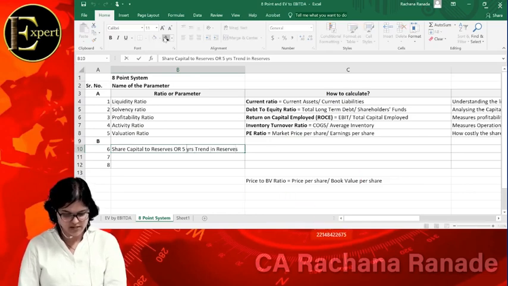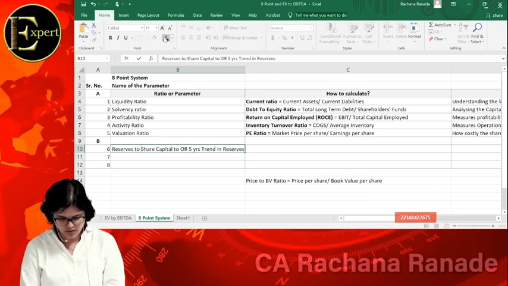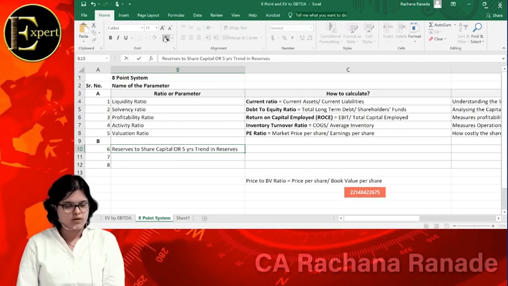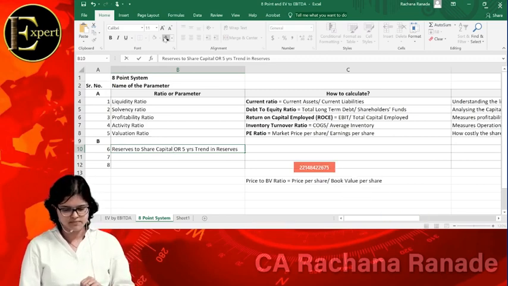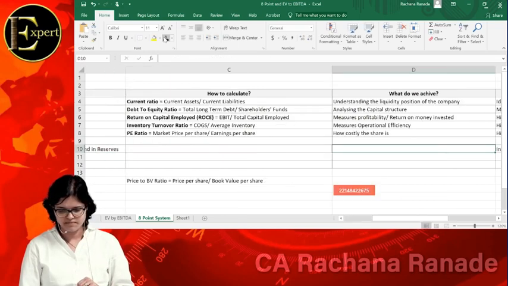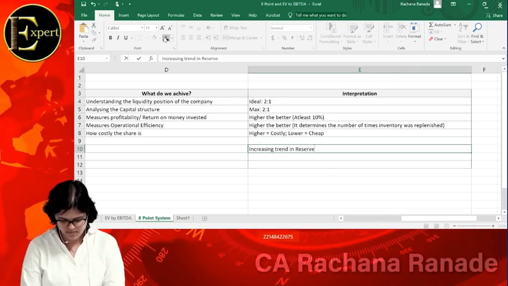Reserves to capital, if we are saying higher is equal to, correct, reserves to capital, numerator denominator changed, correct, change it. Increasing trend in the reserves is equal to good, full stop, agreed.